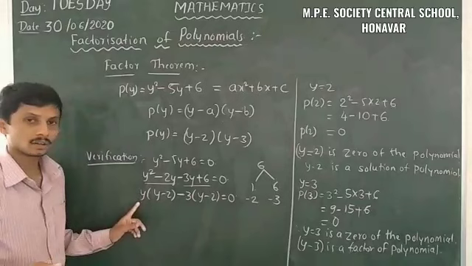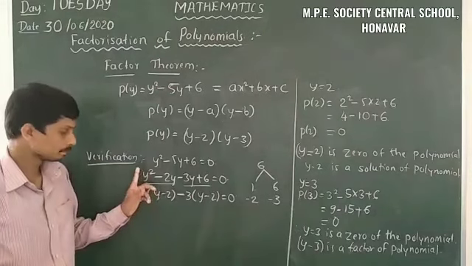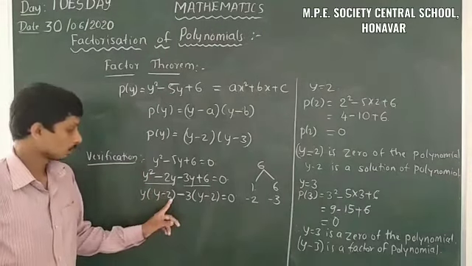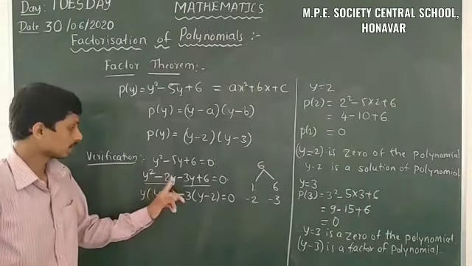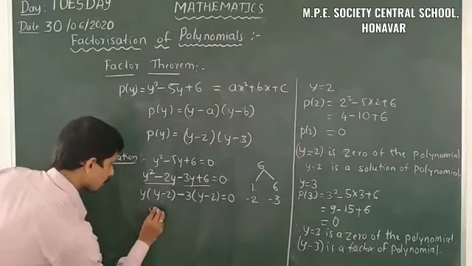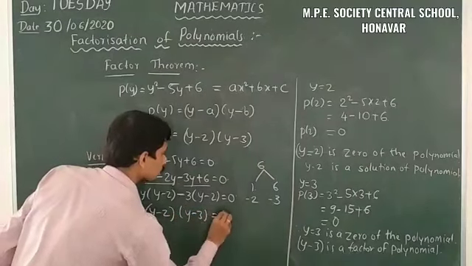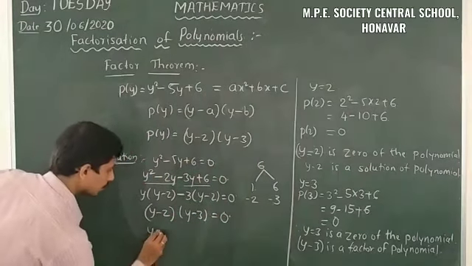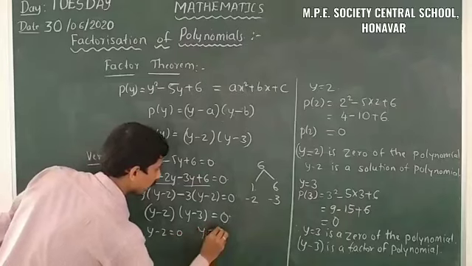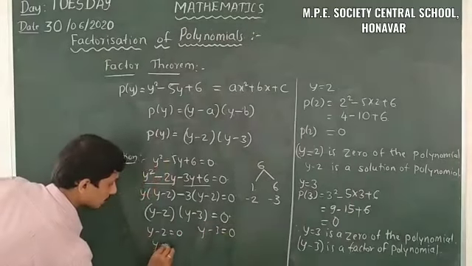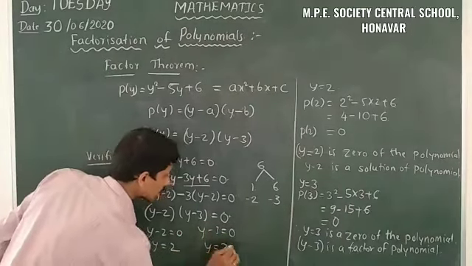So check whether it is right or wrong. y into y is equal to y square. y into minus 2 is minus 2y, minus 3 into y is minus 3y, minus 3 into minus 2 is plus 6 here. So the value does not change. So we have to take out y minus 2 from both these terms. y minus 2 into y minus 3 is equal to 0. That means y minus 2 is equal to 0 and y minus 3 is equal to 0. y is equal to 2 and y is equal to 3 here.